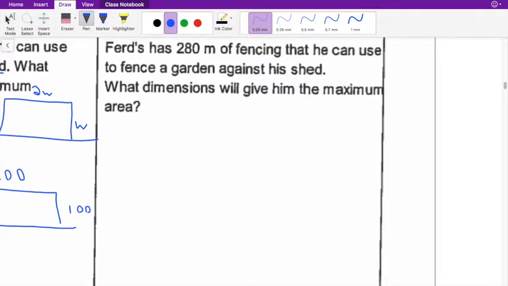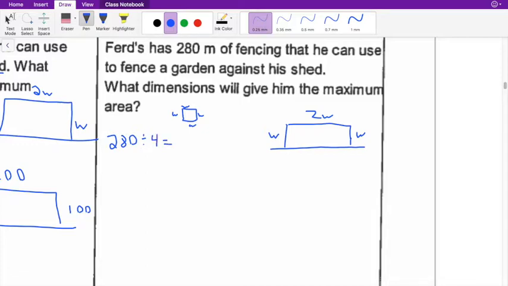Ferd either has too much fencing or too many animals, and he's building another fence. Same idea, 3-sided. So we have a width, and a 2 width. And this time we have 280 meters of fence. If we think back to our box, we would get 4 W's out of this. So let's divide this number by 4.